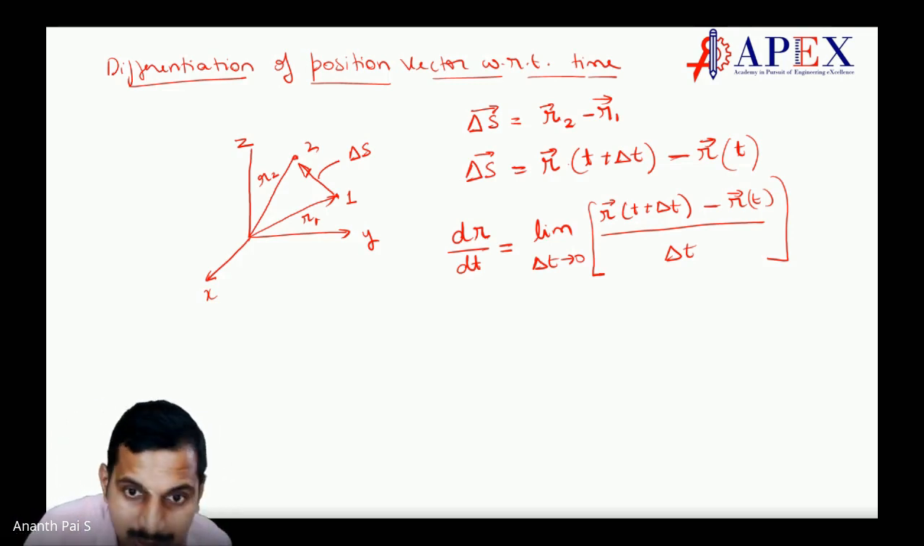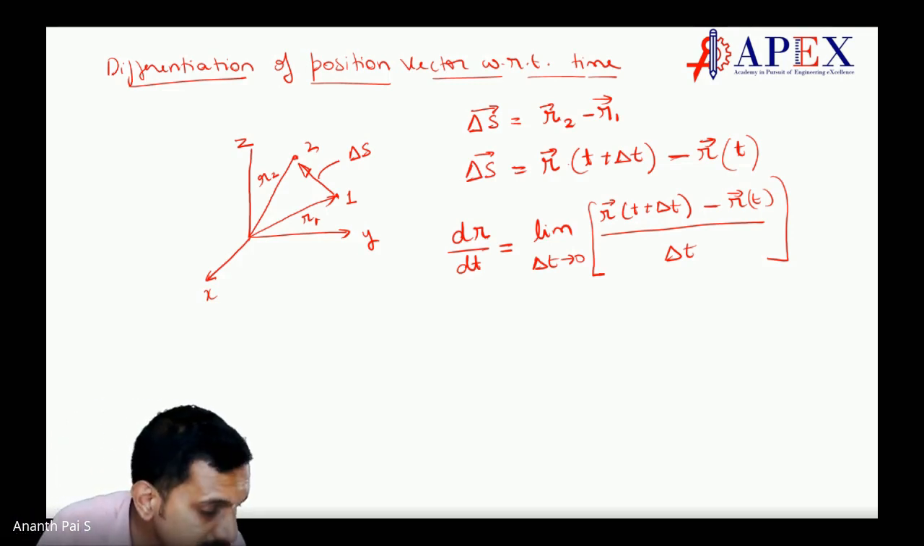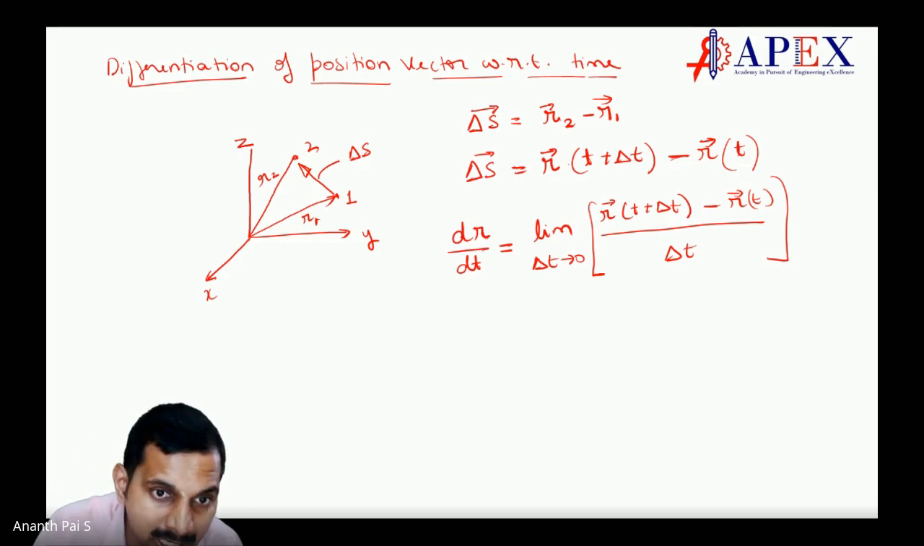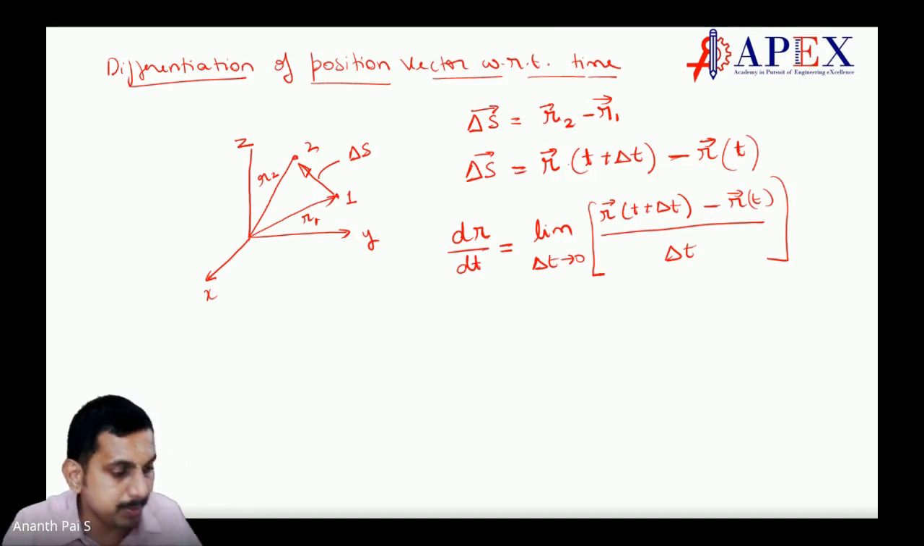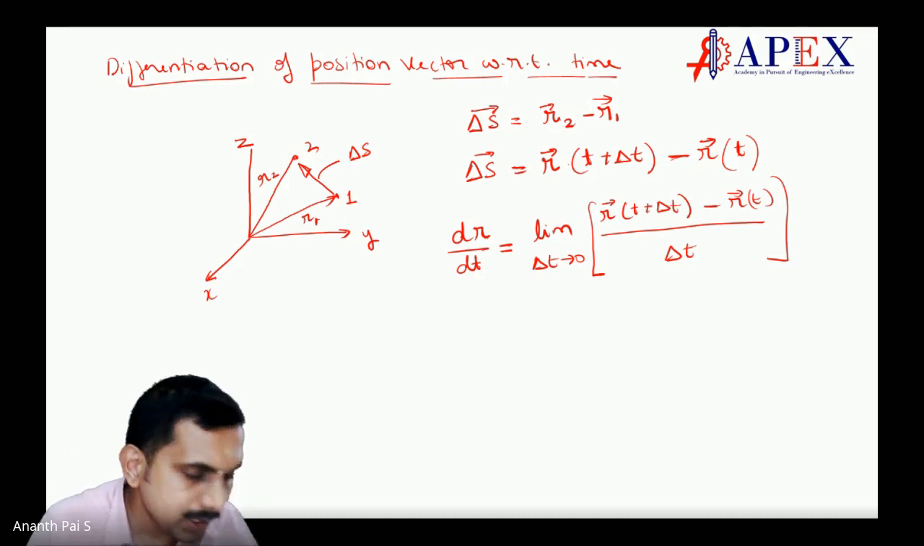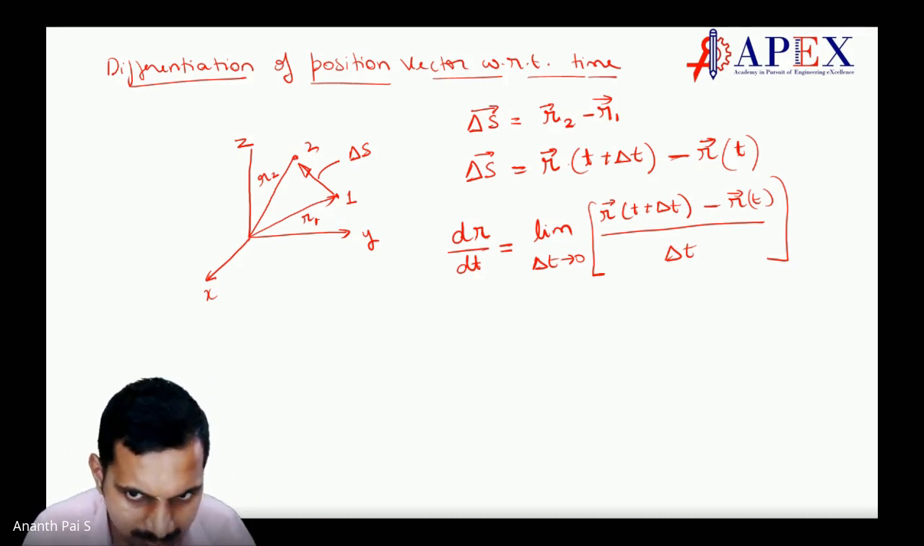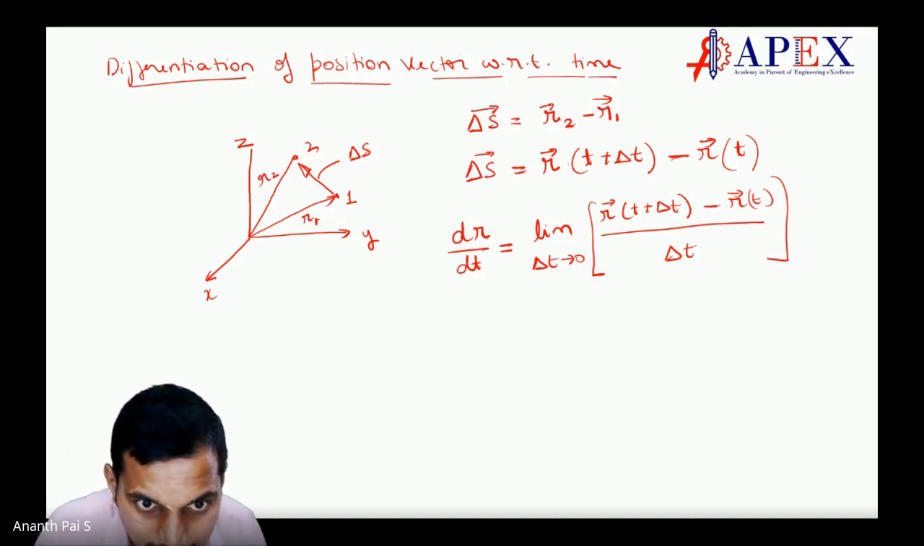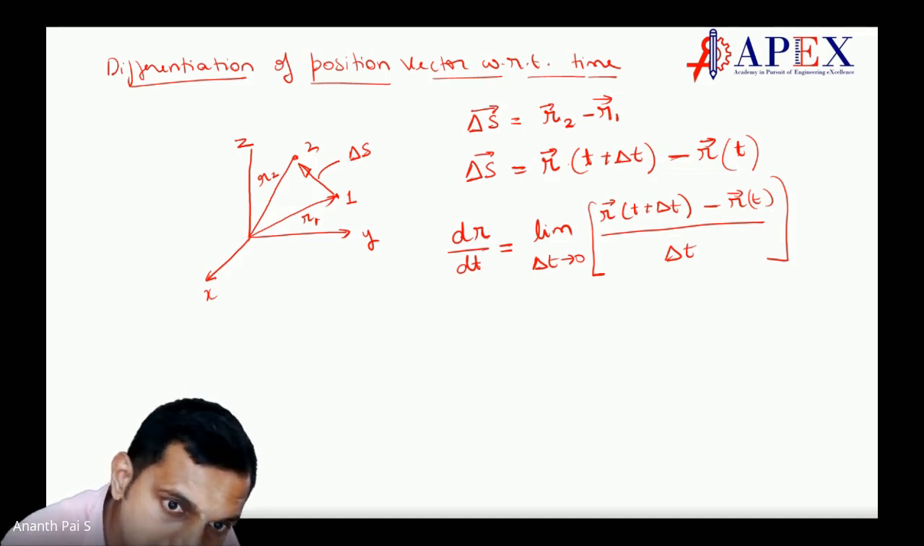How? Let us take. Okay, if I consider what is delta r, let us understand this properly. Okay, so now let us say I am moving along this path.